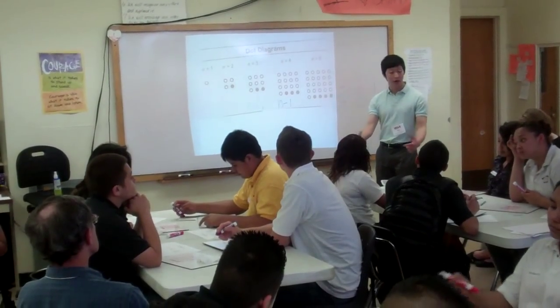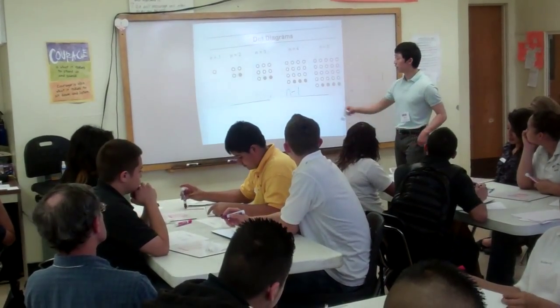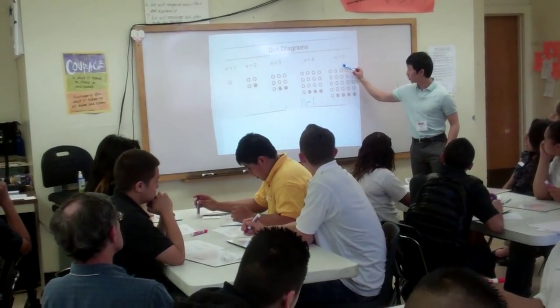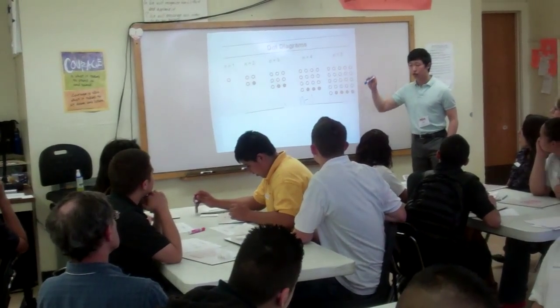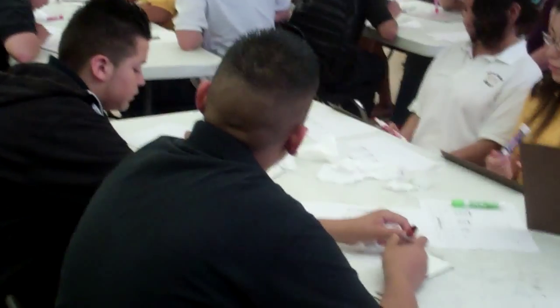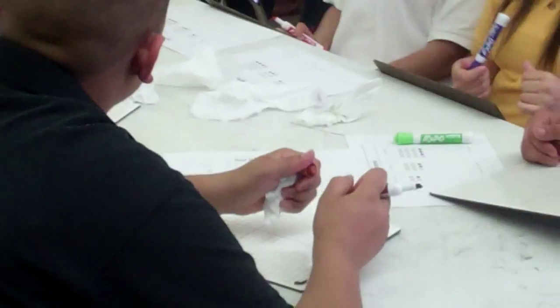Ready, I want to talk about it in your groups. How can we figure out a similar pattern like this that generalizes a pattern for the number of white dots? So 30 seconds to kind of think about it on your own. And I'd like you to share out in your groups.